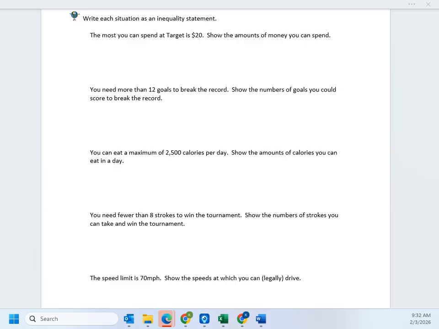So far I see 2 people who know what this inequality statement will look like. 3 people. Who else can be brave? What do you think this inequality statement would look like? So what you want to do is look at our verbal phrase keywords, the most you can spend.